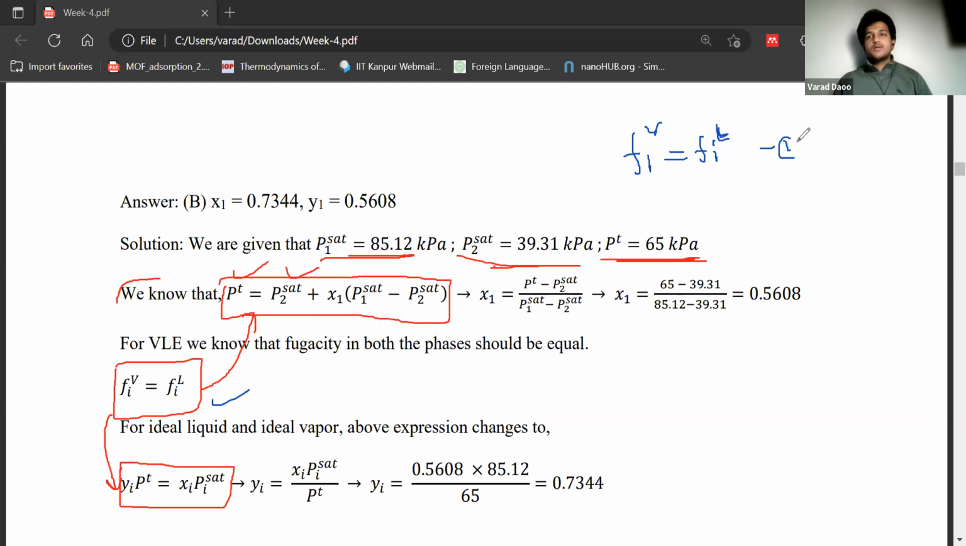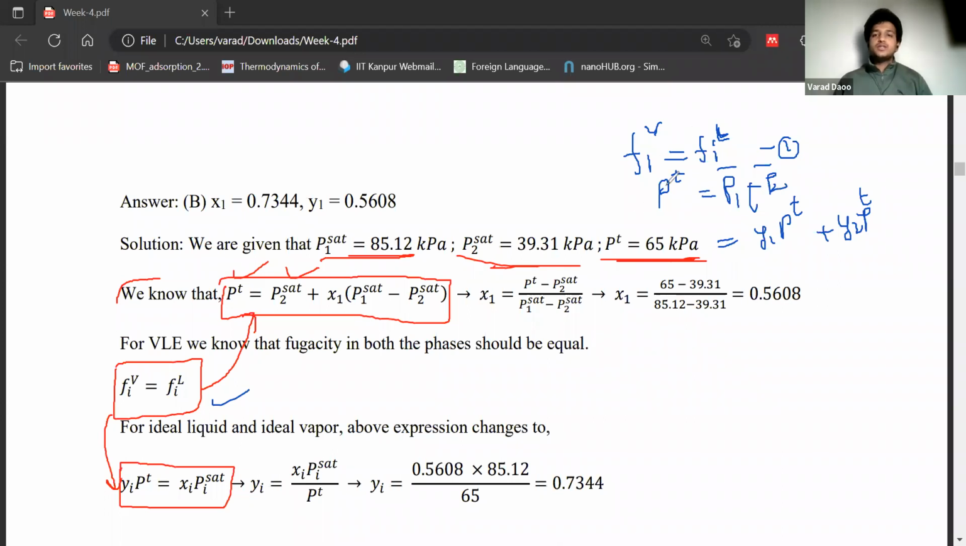That is one. And total pressure has to be equal to the partial pressure of component 1 plus the partial pressure of component 2. Now from Dalton's law, we know that Pt is equal to what? The partial pressure of 1 is Y1 Pt plus Y2 Pt, right? In this case, Y2 will be nothing but 1 minus Y1, right?